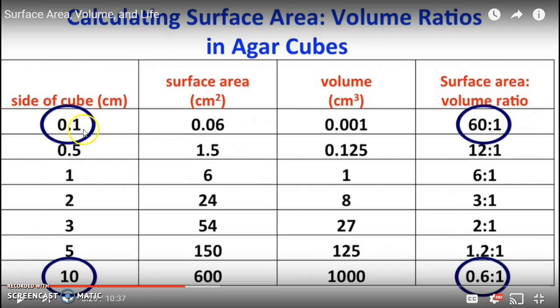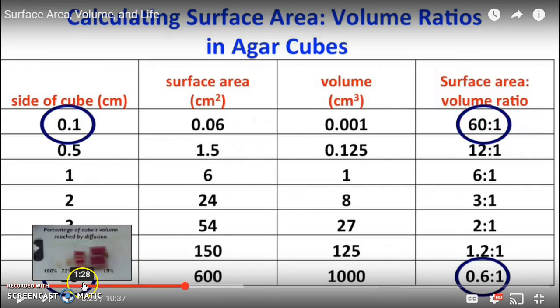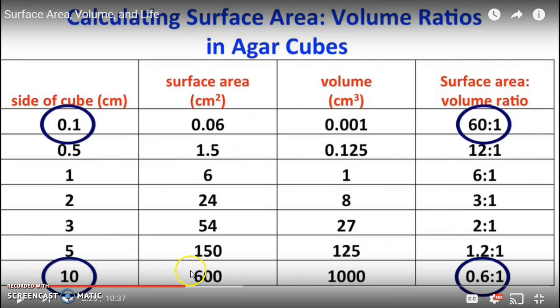So if we look at the size of the cube, 0.1 centimeters, the surface to volume ratio is 60 to 1. If the cube is 10 centimeters by 10 centimeters by 10, the surface ratio is 0.6 to 1. So that is a significant difference. And that is why surface to volume ratio is important.